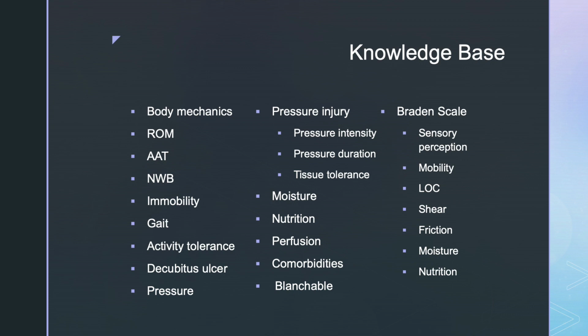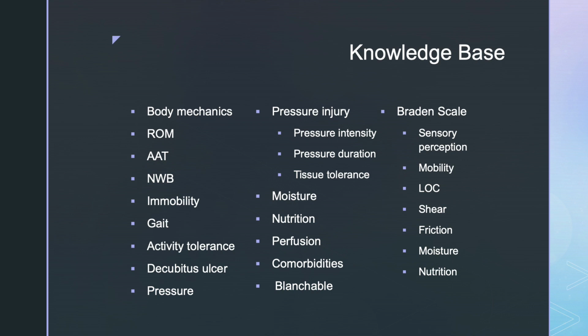A decubitus ulcer is the medical term for a bed sore. Now, bed sores happen in relation to pressure. Pressure injuries happen when three things are kind of compromised. So pressure intensity, so lots of intensity on one point of pressure. This pressure is for a long duration of time, and the tissue is unable to tolerate it. So when these three things combine, that's when we start to get pressure injuries or decubitus ulcers, also known as bed sores.